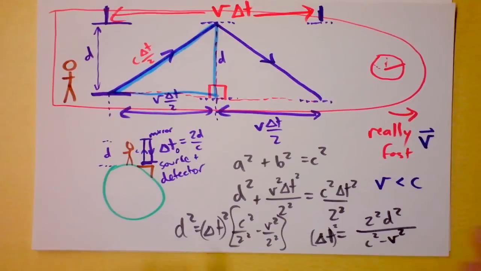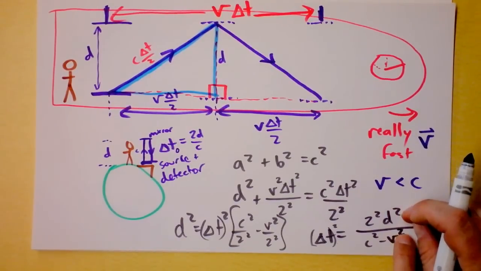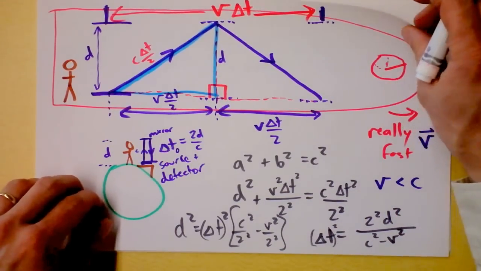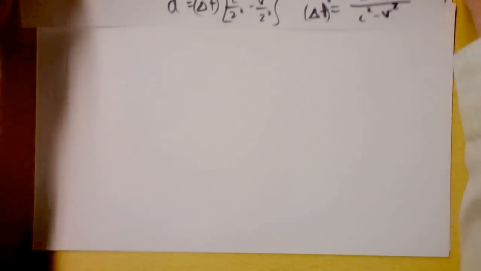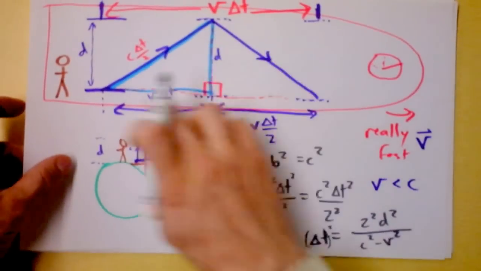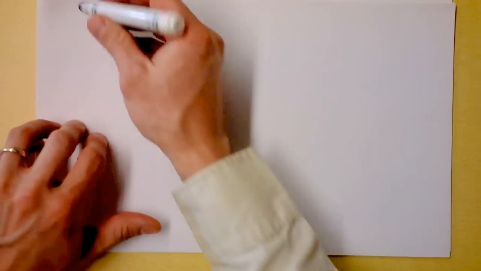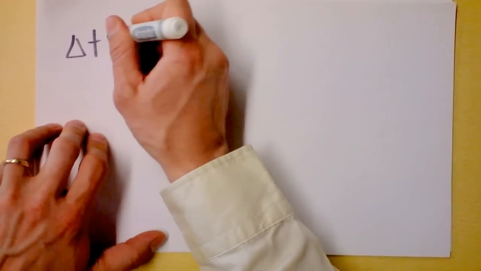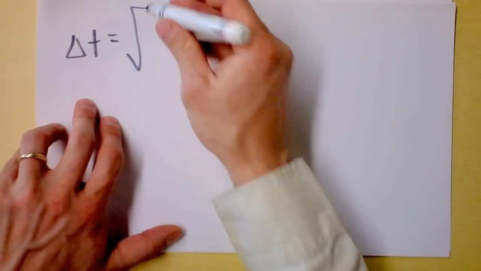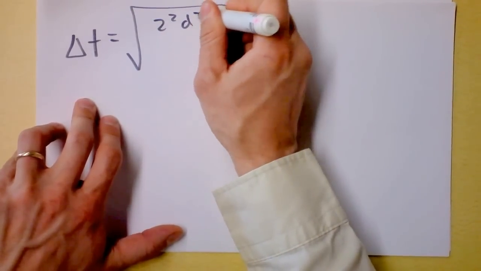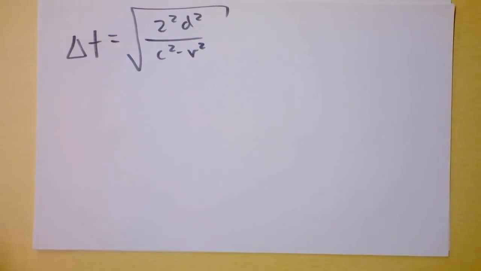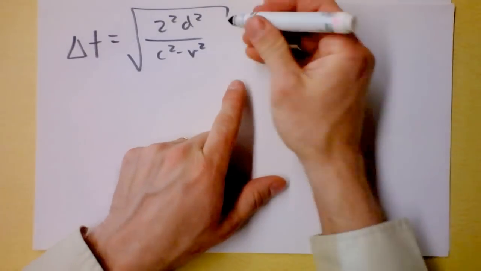And here's my plan. I've got a d squared up top and a 2 squared down here. Dang. What do you think I should do? Can I factor out another c? Yeah, let's write this again. This is all just from the Pythagorean theorem on that triangle. Look at what Einstein's doing here. He says delta t is the square root of all this business right here. It's 2 squared times d squared over c squared minus v squared. And we can simplify it just a tiny bit.